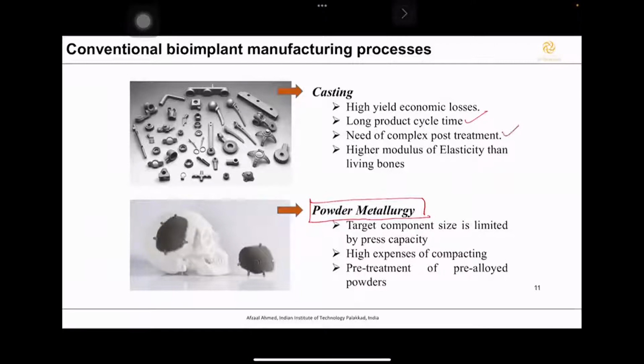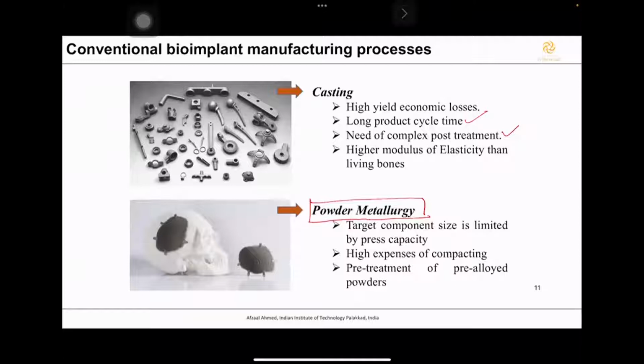Post treatment is again very subjective, and depends on the type of implant you are making. And if you talk about powder metallurgy, then for these powders you need high compaction pressure. If the implant is too big, how will you make a bigger implant? If an implant belongs to a part of your skull, then making such a die and mold becomes very difficult.